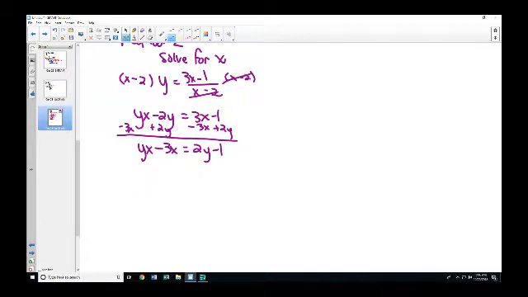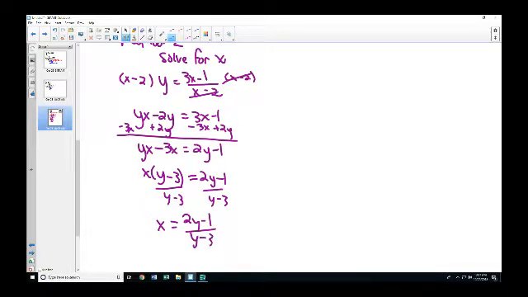So if you get the x's on the same side, what can I do with that phrase? Add? You can divide by y. Not yet, because there's no y here, but I can factor an x out of both terms. And what that does is now I can divide by y minus 3. x equals 2y minus 1 over y minus 3.